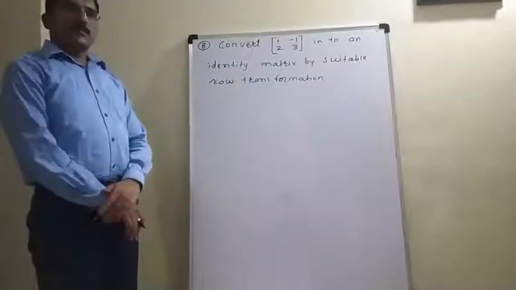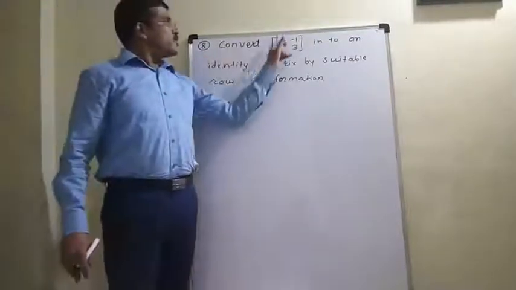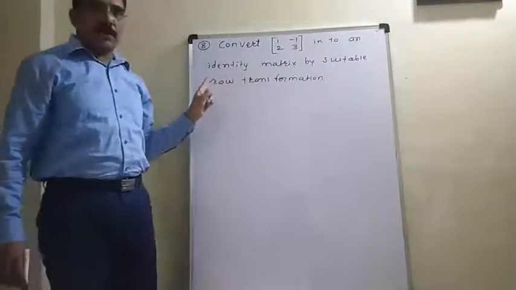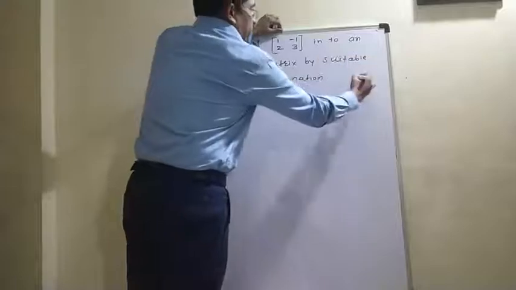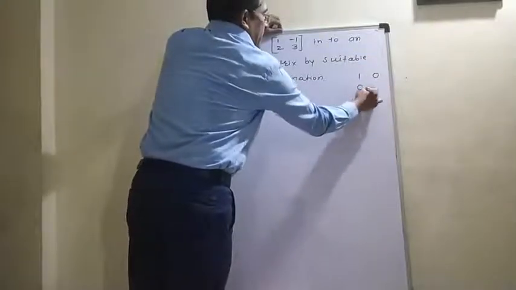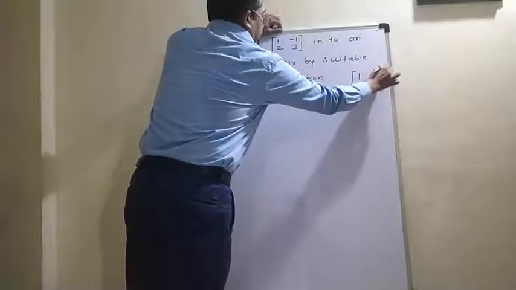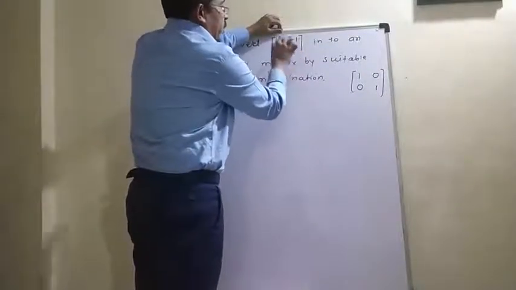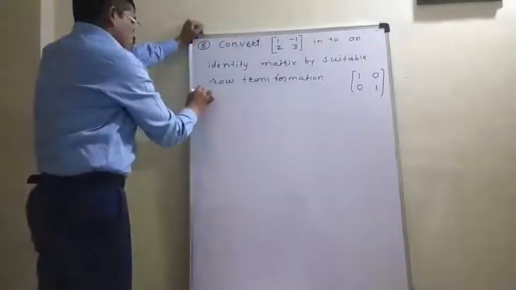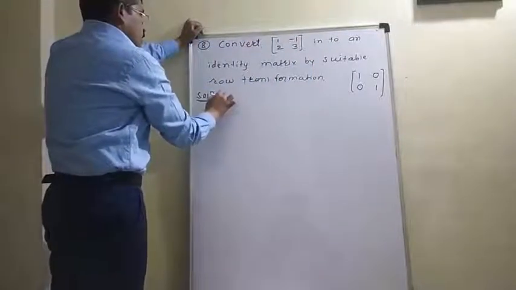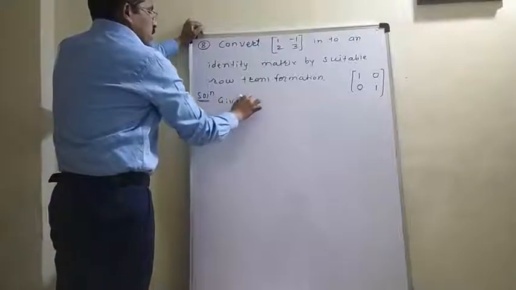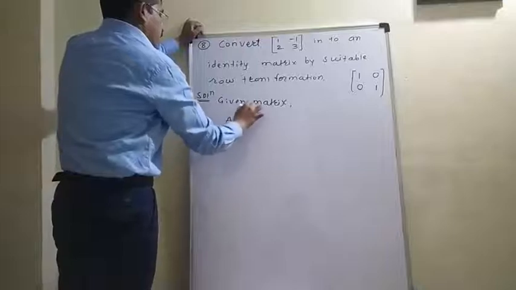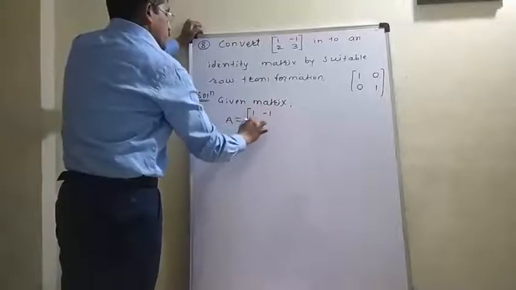Okay. Let us see the question. Convert this 2 by 2 matrix into an identity matrix by suitable row transformation. We know that the identity matrix of the same order is like this. It means that by using any suitable transformation from this matrix, we need to get this. Let us see how to do it. Solution. Given matrix, notation we are considering here A, and it is 1 minus 1 2 3.